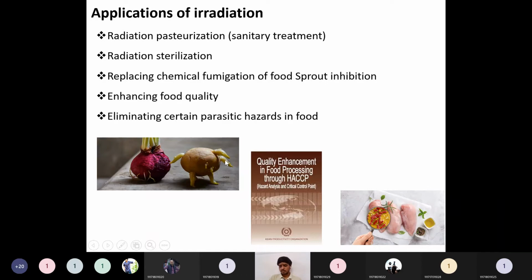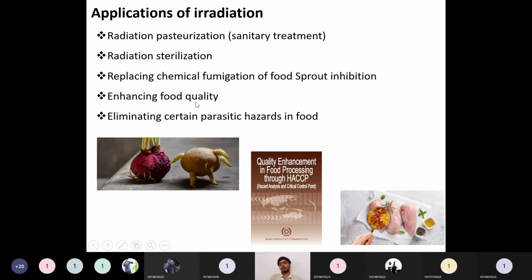According to research, consuming sprouted vegetables after sprout formation is very much hazardous, according to research just published in a fruit processing journal. So sprout formation is not at all required. In order to inhibit sprouting for a long time, irradiation can be used. One application of this irradiation is to inhibit sprout formation in some vegetables.